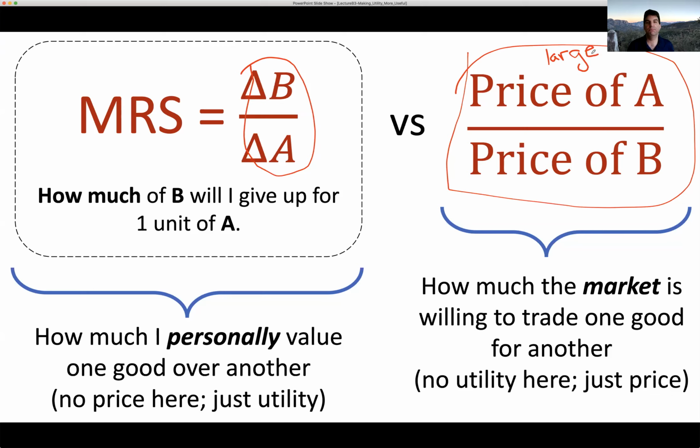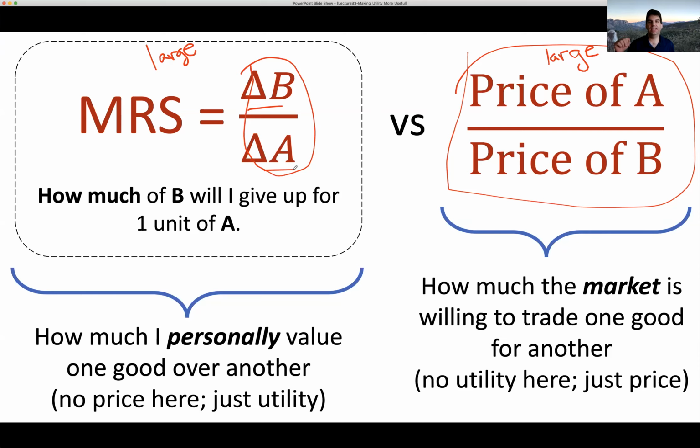And that means that the market really values A more than the market values B. But over here, if this is large, then that would mean that I am willing to give away a lot of B to get even a little bit of A. So both of these would indicate that I value A more and the market values A more.